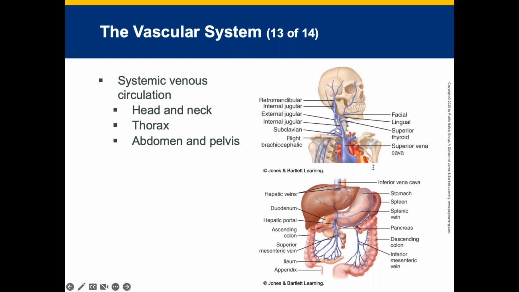The hepatic portal system is a specialized part of the venous system that drains blood from the liver, stomach, intestines, and the spleen. The blood then empties into the hepatic veins, which then join the inferior vena cava. So as you can see, one big circulatory system.